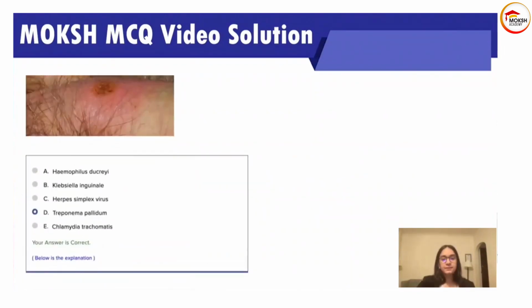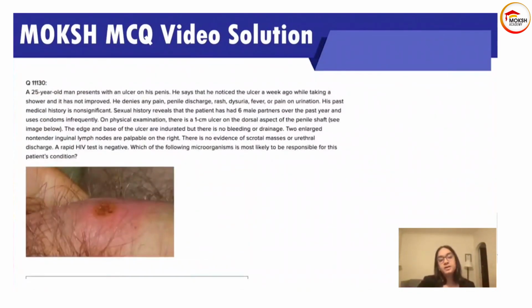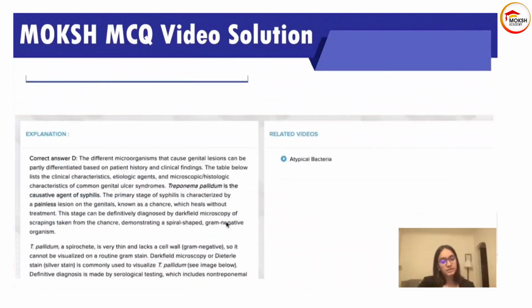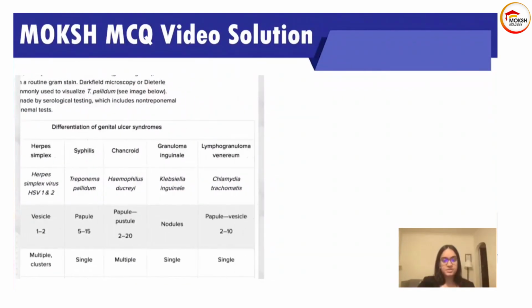So all you needed to be able to identify is that this is a painless lesion, and it's got induration, a 1 centimeter ulcer on the dorsal aspect of the penile shaft, and it's indurated, no bleeding, no drainage, and the painless lymphadenopathy, and you're good to go with this question as well.